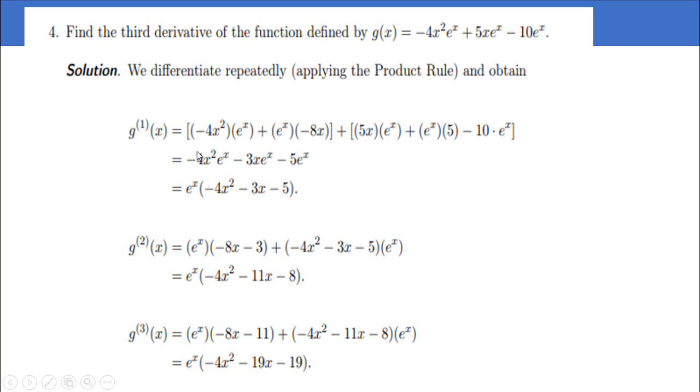That means this is negative 4x squared, then we can add this one, that is negative 3x e to the x. Then we can add also this one, which is negative 5e to the x. Then that is the first order. The second order is, we know that we have e to the x, copy, the derivative of this is negative 8x, okay. Then derivative of this, again, you have negative 3, and then copy e to the x, then copy, derivative, okay.